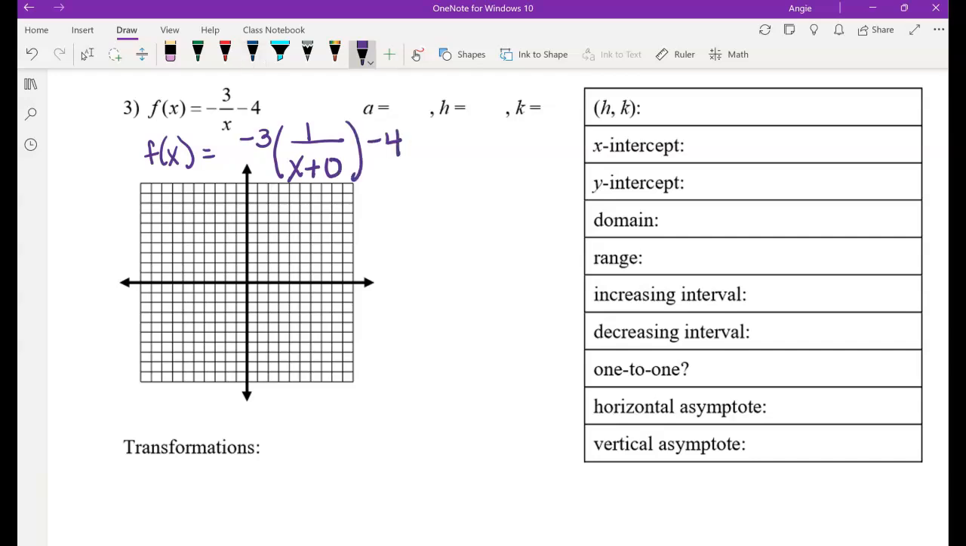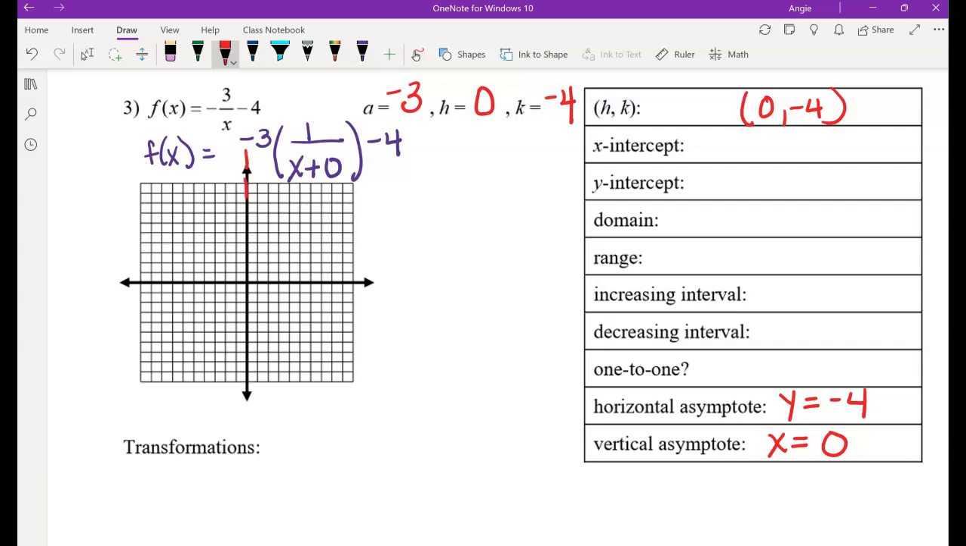This allows you to see that the a value is negative 3, the h value is 0, and the k value is negative 4. So h and k is immediately 0, negative 4. Remember, h is also your vertical asymptote, so that's going to be x equal to 0. And your horizontal asymptote is also y equals negative 4, which is your k value.